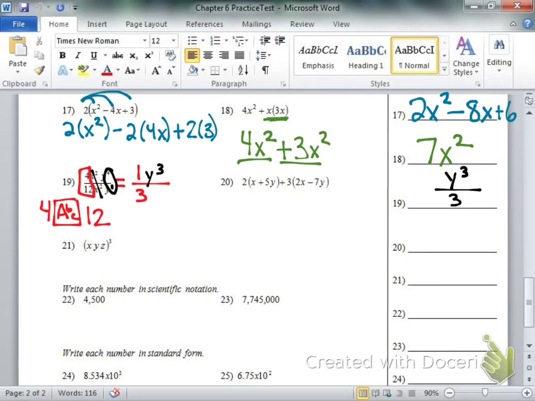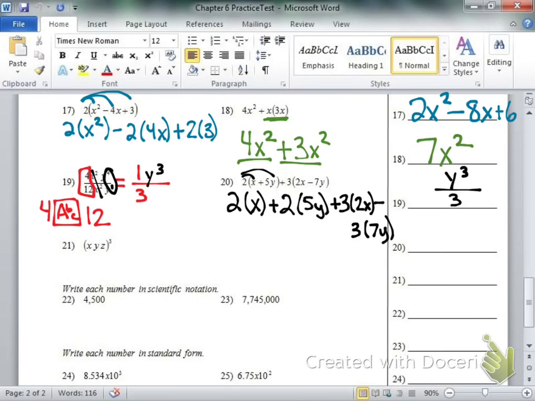Alright, number 20, you have to do in two parts. First, we're going to distribute. So we have 2 times x plus 2 times 5y, plus 3 times 2x, minus, oops, I'm out of space, 3 times 7y.